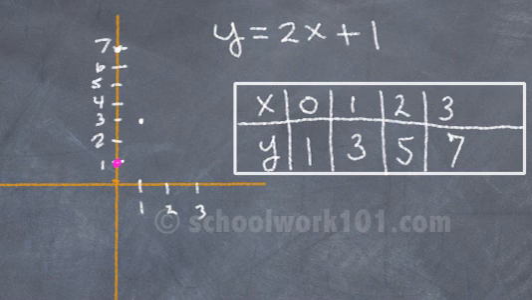So 1, 3. I think I said I was going to change colors. Okay, and then 2, 5. So 2, 5 is somewhere about here. And 3, 7. So 3 and 7 is somewhere about up here.